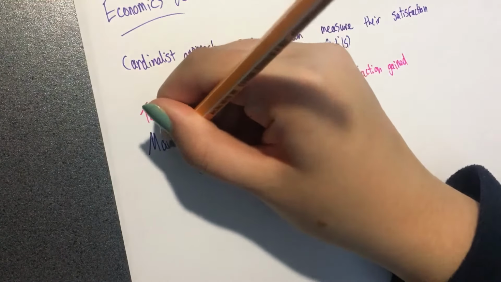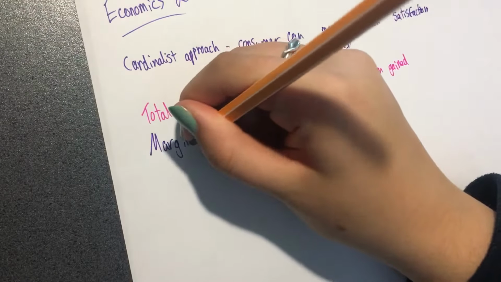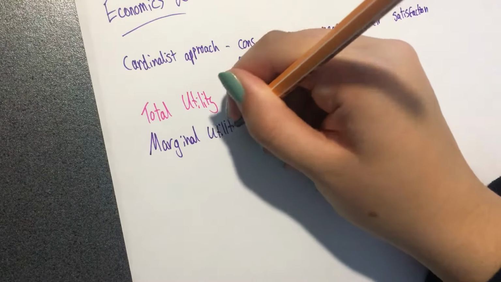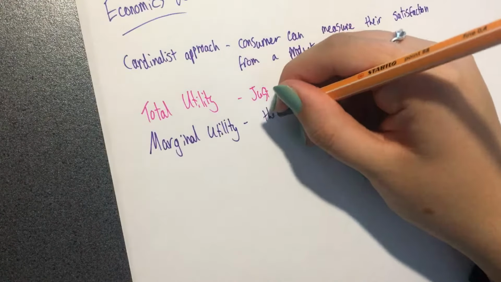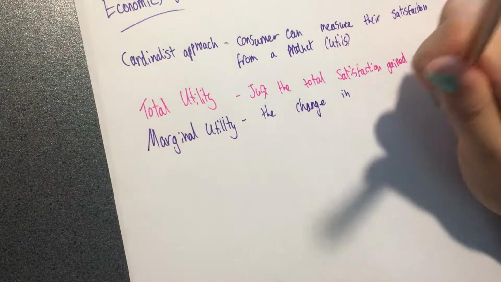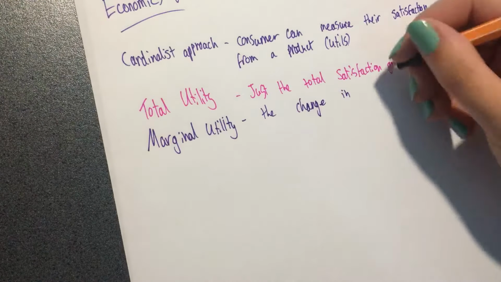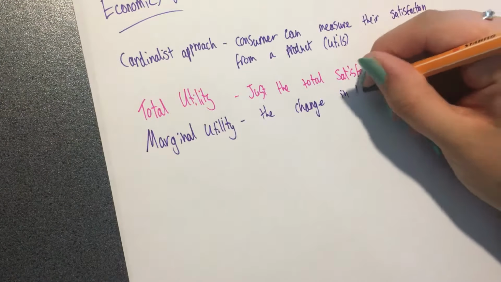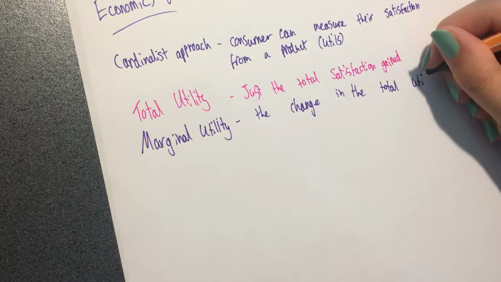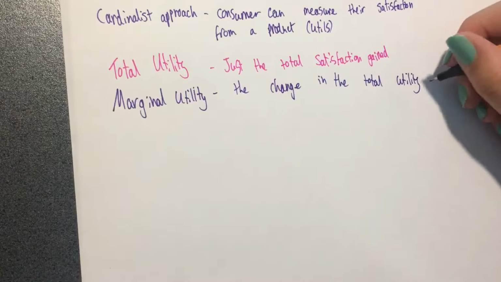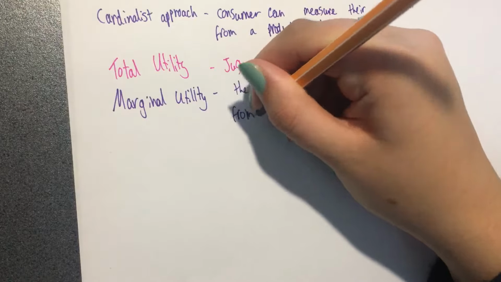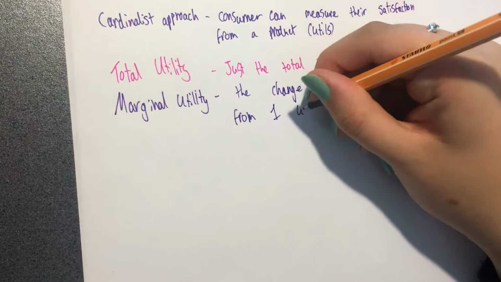Marginal utility, however, there is an equation for that we do need to know. So for marginal utility, this is the change in the total utility from one unit change, just one unit change in the consumption, one unit change.